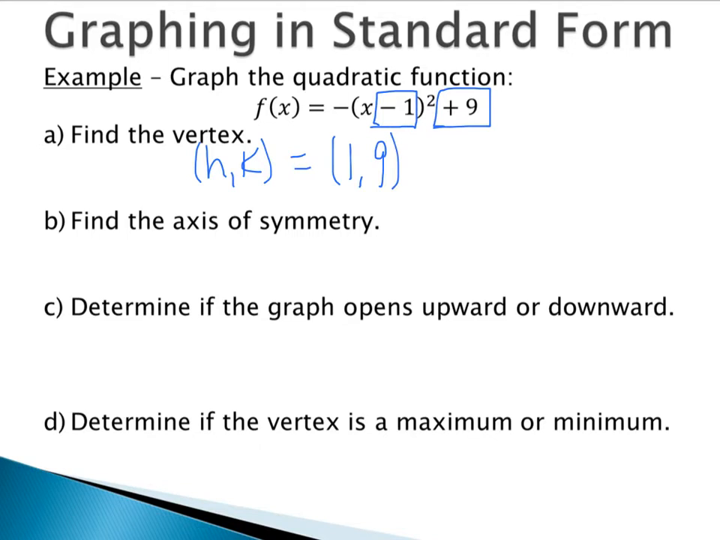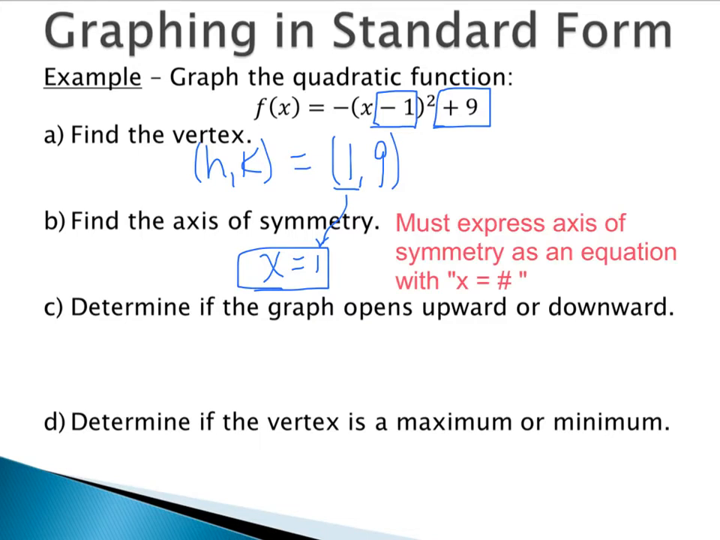Your axis of symmetry, again, is just x equals the x coordinate of your vertex. That means in this case we had 1 as our x coordinate of the vertex, so our axis of symmetry is going to be x equals 1. And again, just make sure that you're writing it as an equation, x equals, don't just say 1.